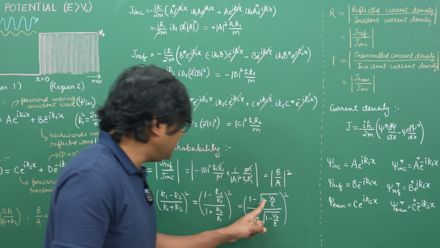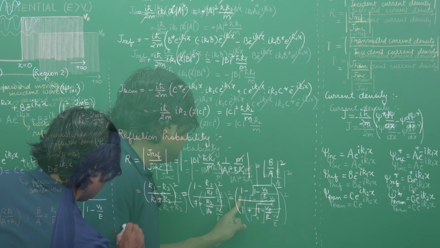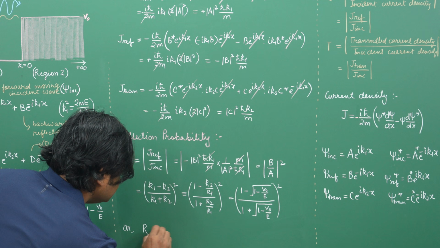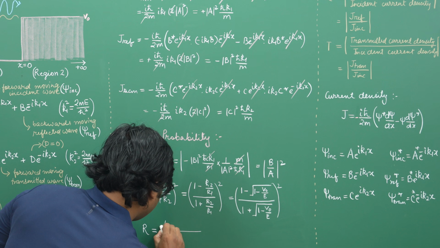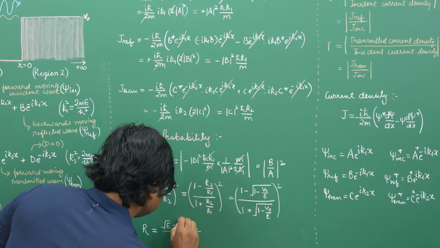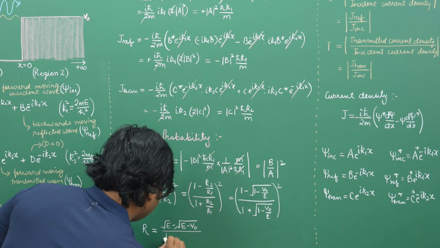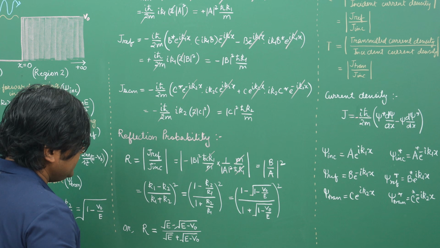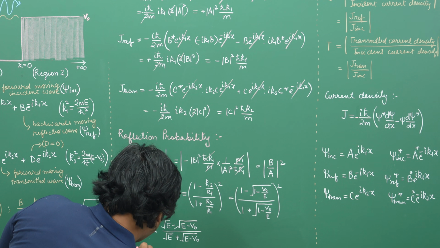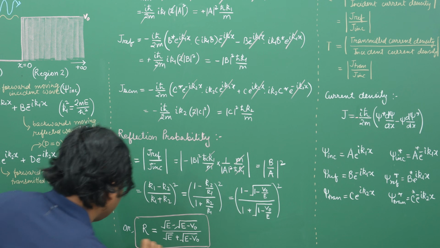So if I write this as E minus V naught, and take the E out, I can write the answer here. In fact, the simplest expression for R should look something like this: root E minus root E minus V naught, upon root E plus root E minus V naught, whole square. That's it. This is the probability of reflection of the particle at x equal to 0.